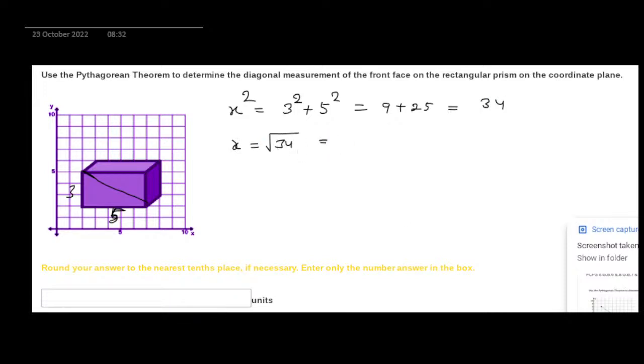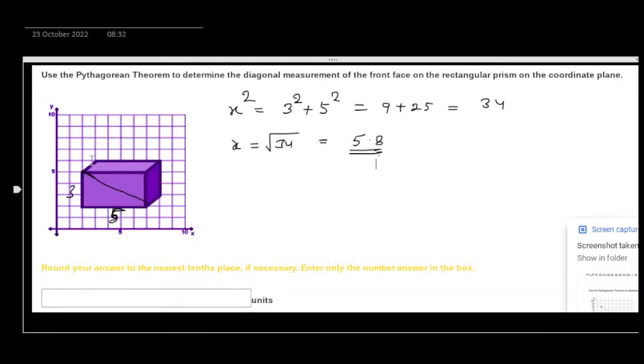Now root of 34, so I will say 34 power 0.5. Okay, 10th place again. So 5.8 is the best answer. 5.8, up to one decimal place. Unit, if it is given, you have to mention, otherwise fine.